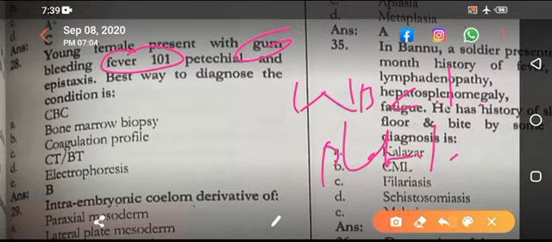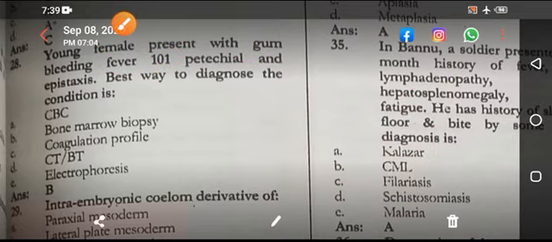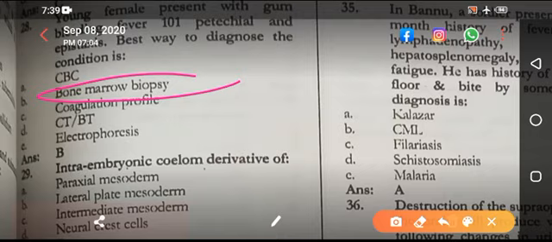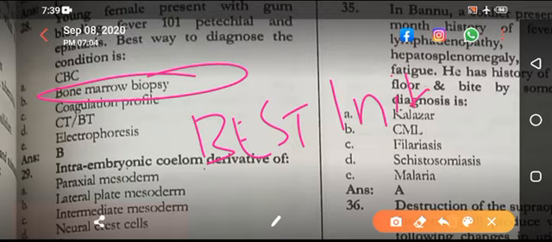So for bicytopenia and pancytopenia, the diagnosis of choice is bone marrow biopsy. Answer is B. If the question says best initial, so the best initial or the next step is not biopsy. The next step or the best initial is CBC or peripheral smear. If there is peripheral smear, you should go for peripheral smear. The same scenario, but the word is best initial or the word is best next step.